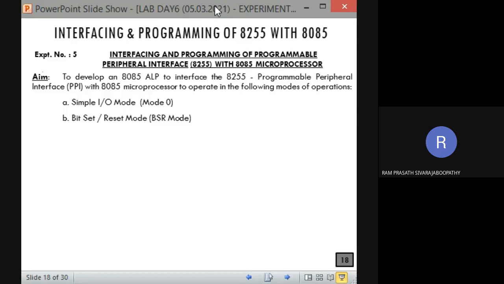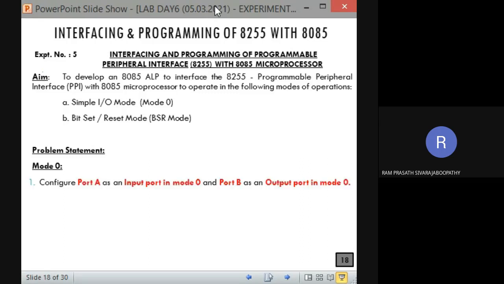In 5th experiment, we are going to do 2 tasks. One is mode 0 operation, the another one is BSR mode operation. Fine. So first one enna paakalama? Problem statement. Mode 0. Enna panna sollirkom? Carefully or kindly note down this thing.